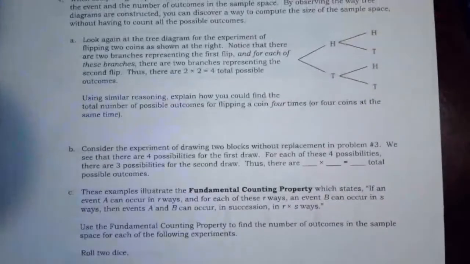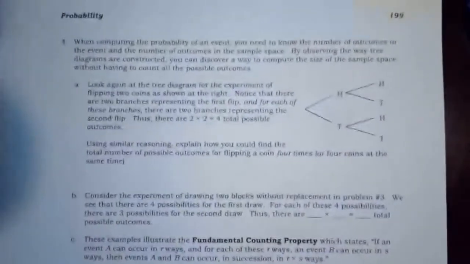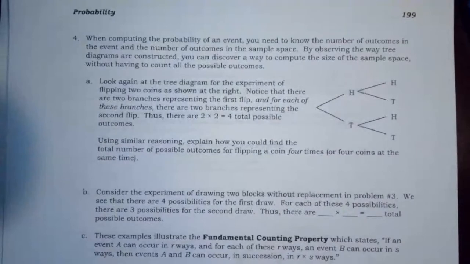Number 4. When you're computing the probability of an event, you need to know the number of outcomes in the event and the number of outcomes in the sample space. So we need to know what our experiment would look like if we were to perform it, what that event is made up of, and what the outcomes in the sample space will be and how many there will be. We've already talked about this.